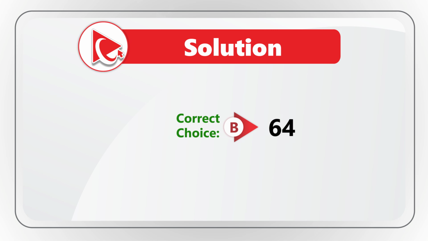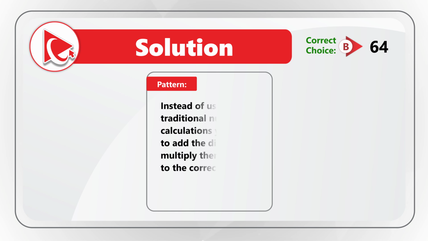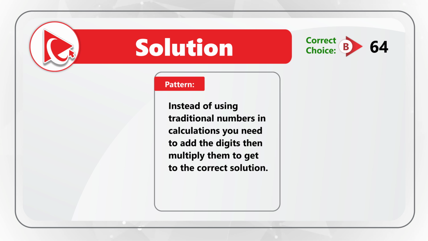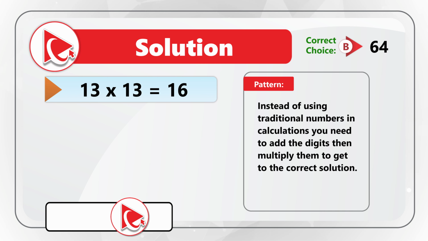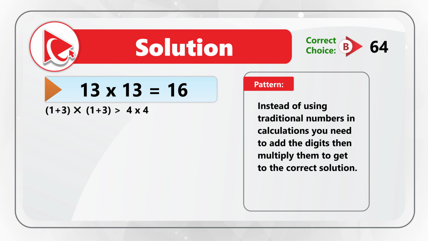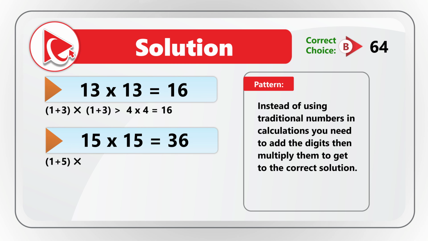The pattern here is that instead of using traditional numbers in calculations, you need to add the digits and then multiply them to get to the correct solution. So let's look at the first expression. 13 multiplied by 13 equals 16. In reality, you need to sum up 1 plus 3, then multiply by another expression 1 plus 3, which would be 4 multiplied by 4, which would equal 16. For second expression, you need to add in parentheses 1 plus 5, multiplied by another expression in parentheses 1 plus 5, which would equal 6 multiplied by 6, which would equal 36.